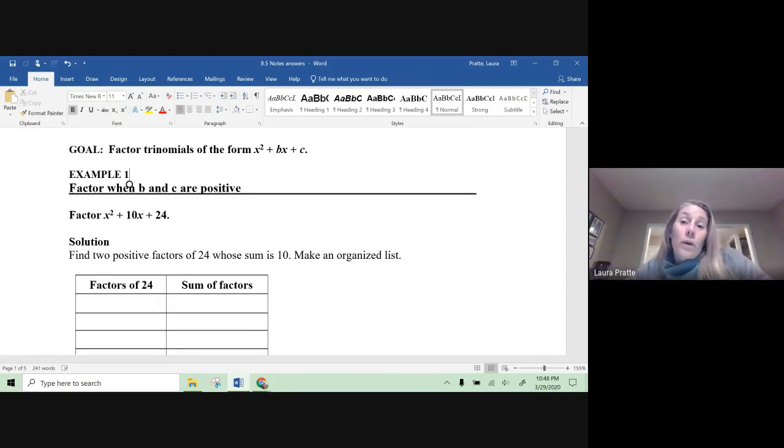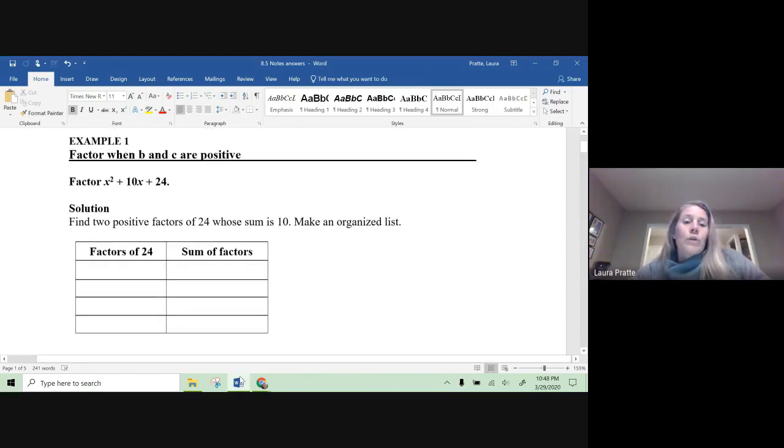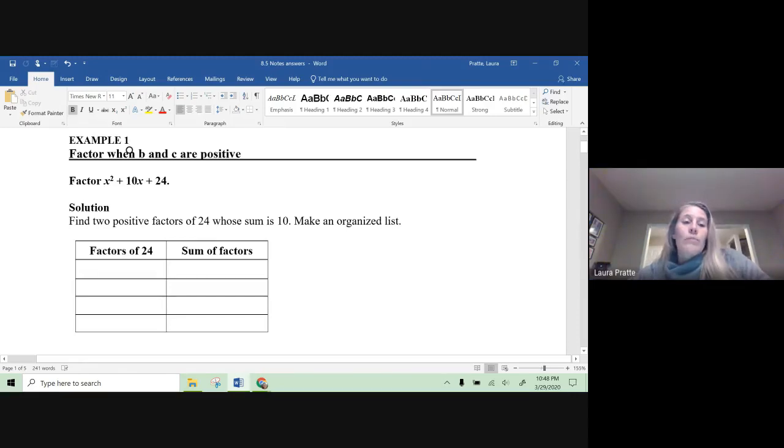So there's basically 4 different combinations of signs that you can end up with. So as we're doing these, we're going to go through the different combinations just so you can see how the signs work out. So the first example that we're going to do is when both the b and the c are positive.